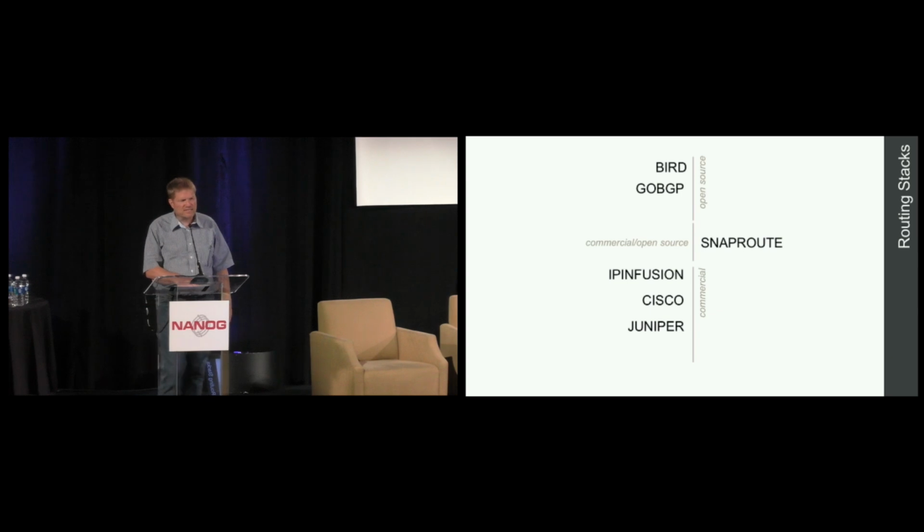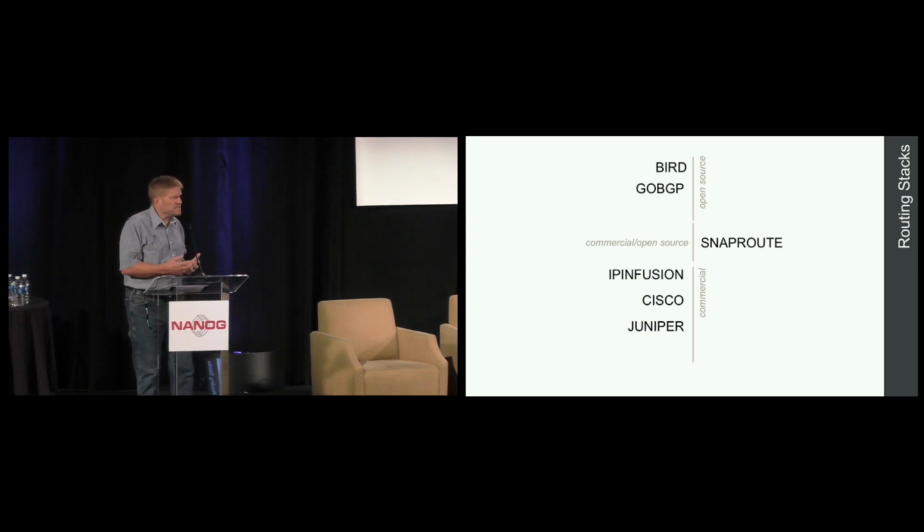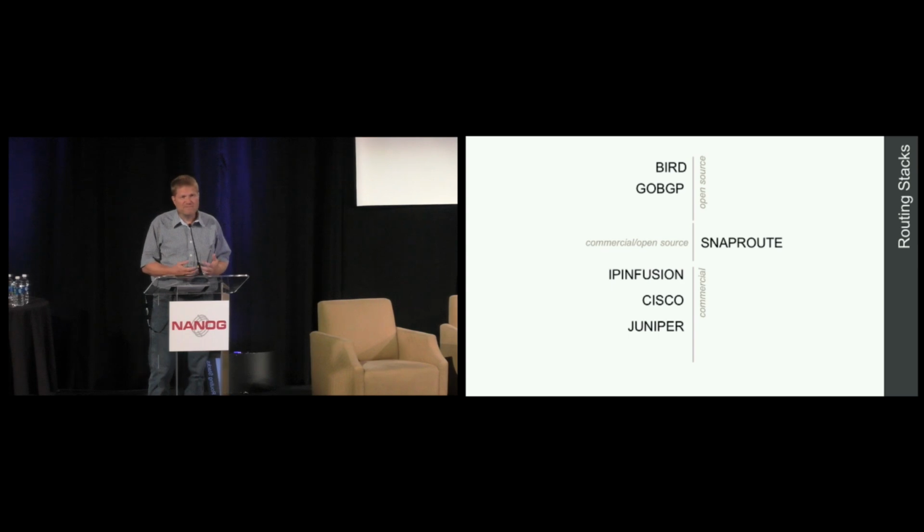So let's talk about routing stacks a little bit. There are three basic ways you can go on a routing stack. The first is you can go totally open source, which is represented by something like Bird, which is a fairly complete routing stack. It has BGP and OSPF at least. GoBGP is a Go version of BGP. I think it was originated by Google and is open sourced.